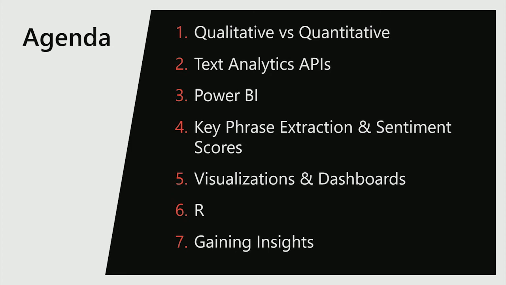So what are we going to talk about today? 7 things. We are first going to quickly talk about the distinction between qualitative and quantitative analysis. We are going to look at the text analytics APIs in Azure. Then we are going to jump into Power BI with a real-life example of how to use Azure and Power BI with the text analytics APIs to do sentiment analysis on a real-life use case. That involves extracting key phrases from text and generating sentiment scores.